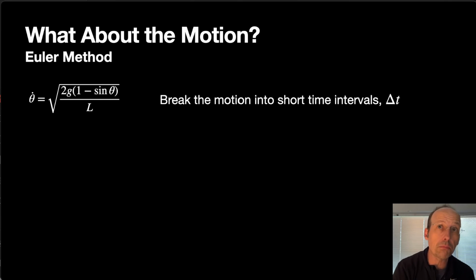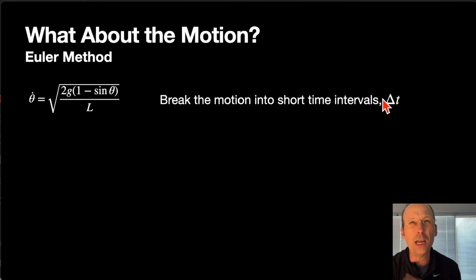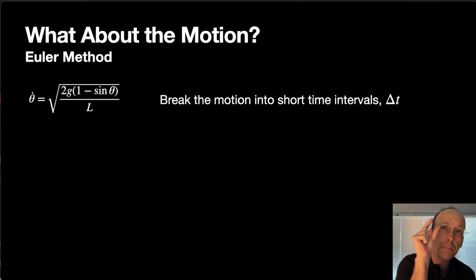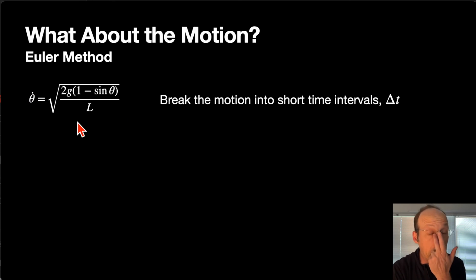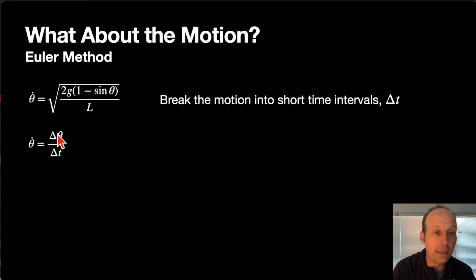So what I'm going to do is to break my motion of the ladder into short time intervals, delta t. And you can pick how small that is. But if delta t is small enough, then during that time interval, I can assume that this is constant. So I can calculate the value of theta dot and assume it's constant during that time interval. If theta dot's constant, I can write it like this: delta theta over delta t. The theta dot is the derivative of theta with respect to t, but if it's constant, it's just a difference, delta theta over delta t.